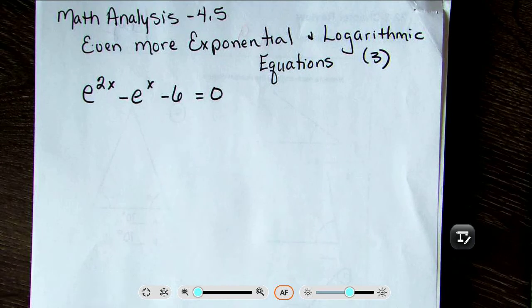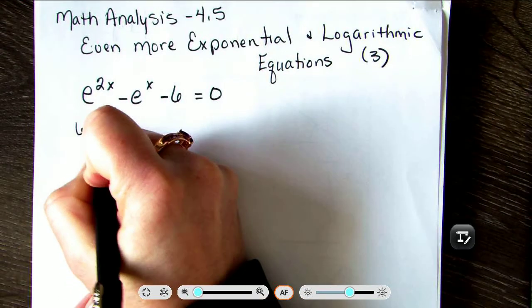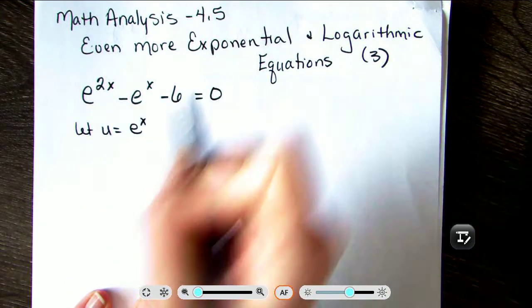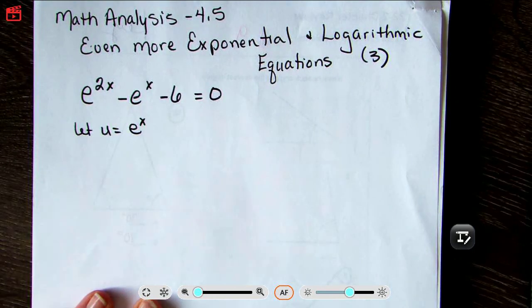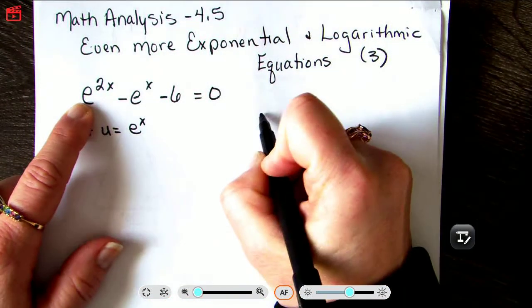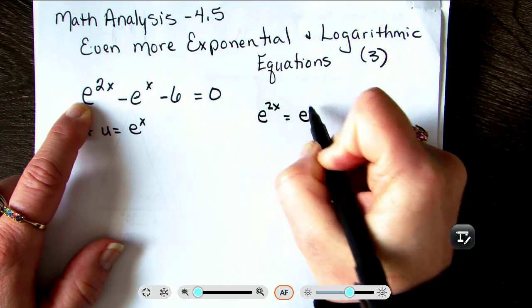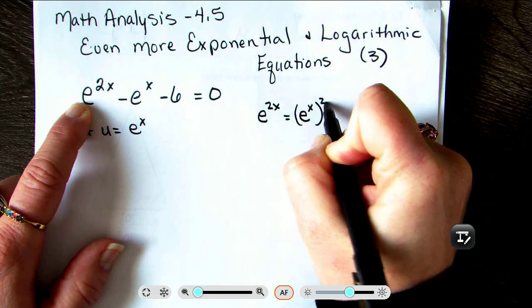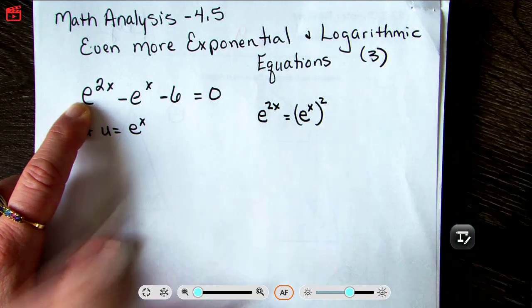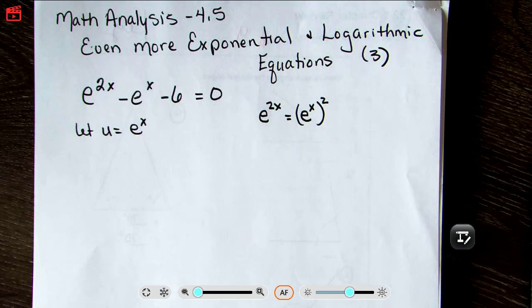So what I'm going to do is let u equal that e to the x. And now this e to the 2x, remembering how exponents work, I could write as e to the x squared, because we can multiply those exponents. That's just something that I see really quickly because I've been doing this for a long time. You need the practice. The more you're exposed to it, the better you'll get at these problems, the more comfortable you'll feel with them.